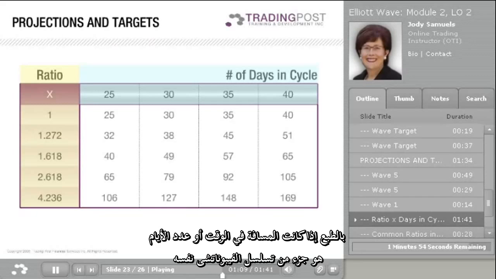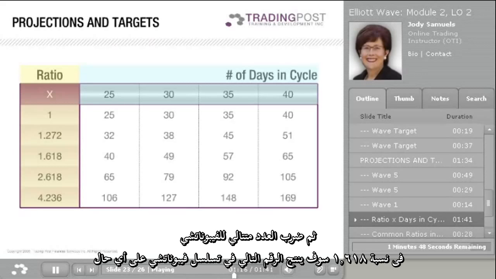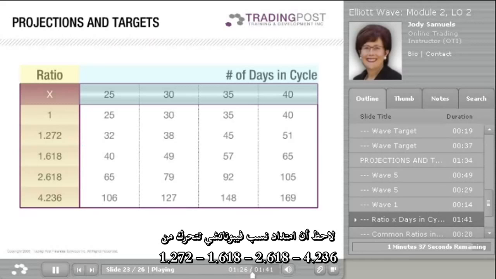Of course, if the distance in time or number of days is part of the Fibonacci sequence itself, then multiplying a Fibonacci sequence number by a 1.618 ratio will produce the next number in the Fibonacci sequence anyway. Notice that the Fibonacci extension ratios go from 1 to 1.272 to 1.618 to 2.618 to 4.236.